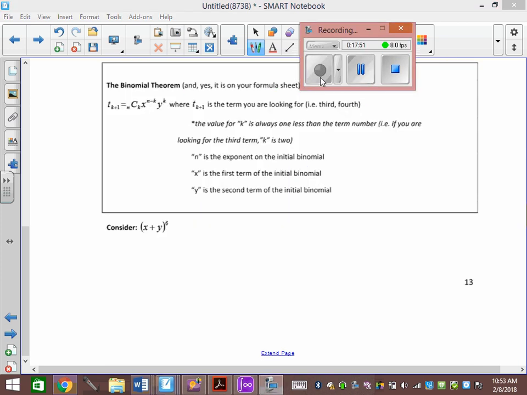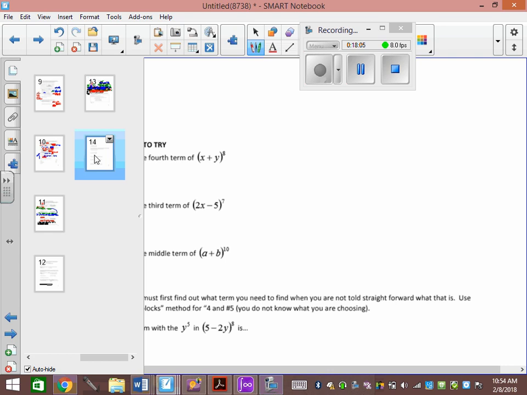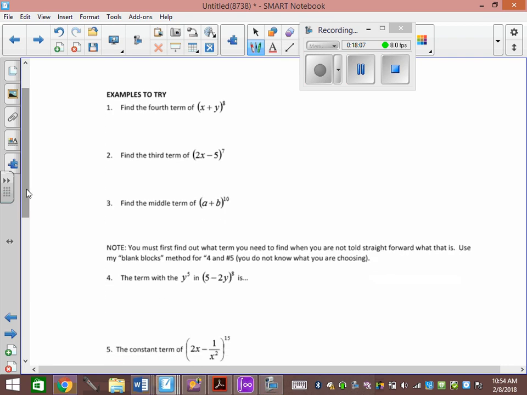On the diploma, most of the time they don't make you expand a whole thing, which is time consuming if you have to do every single term. What they'll do is ask you to just expand a certain term. So let's flip to the next page. Like this one, find the fourth term. The worst thing you could do here is expand it all out and then give me the fourth term. That is way too much time.